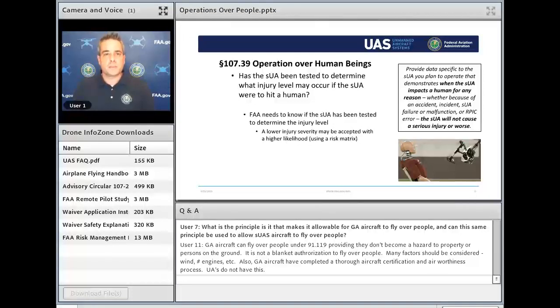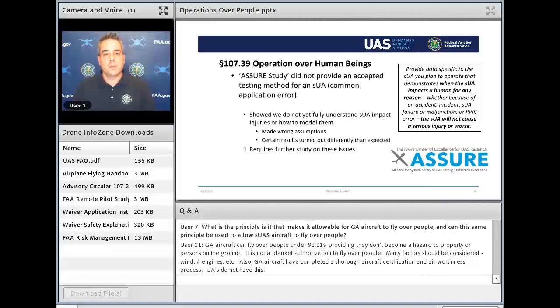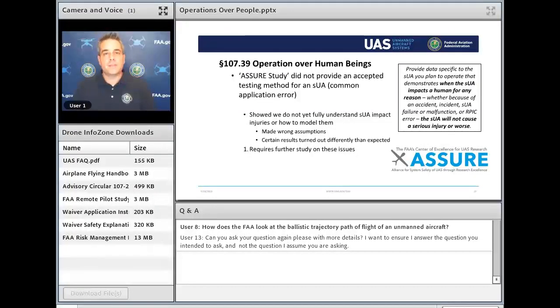So the first waiver safety explanation guideline talks about if or when the unmanned aircraft hits an individual, we want to make sure that it does not cause a serious injury or worse. So we want to know, has your unmanned aircraft been tested to determine what injury level might occur if it were to hit a human? We need to know this information to help determine the injury level. Again, go back to that risk matrix. The injury level plays an important role in determining the acceptable risk level we're going to move forward with in your waiver. If it's a high injury level, a very severe injury, or a very minor injury level, we need to know that your unmanned aircraft has been tested to that information.